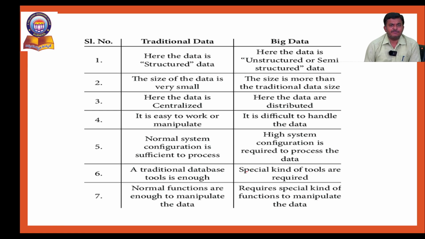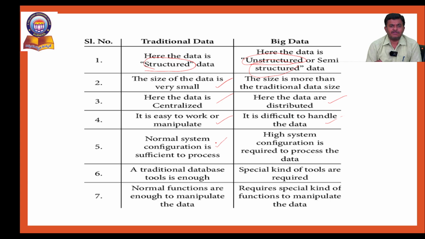Now, the comparison between traditional data and big data. In traditional data, most of the time we'll see structured data, whereas in big data we'll see unstructured and semi-structured data. The size of traditional data is very small as compared to big data, where the size is much larger. In traditional data, the data is centralized, whereas in big data it is distributed. Traditional data is easy to work with and manipulate, while big data is difficult to handle.